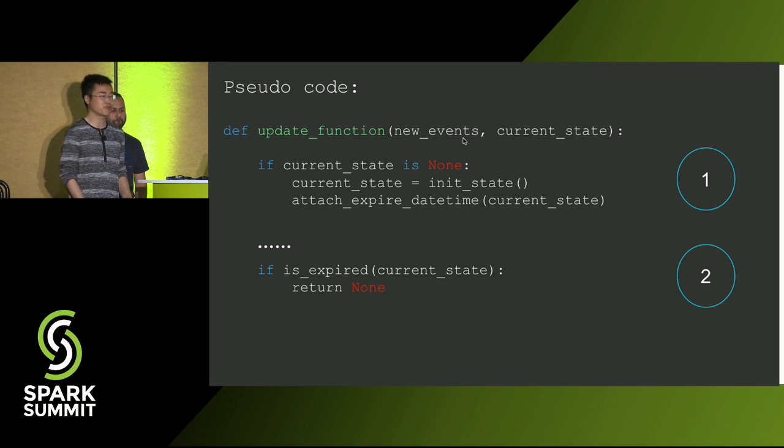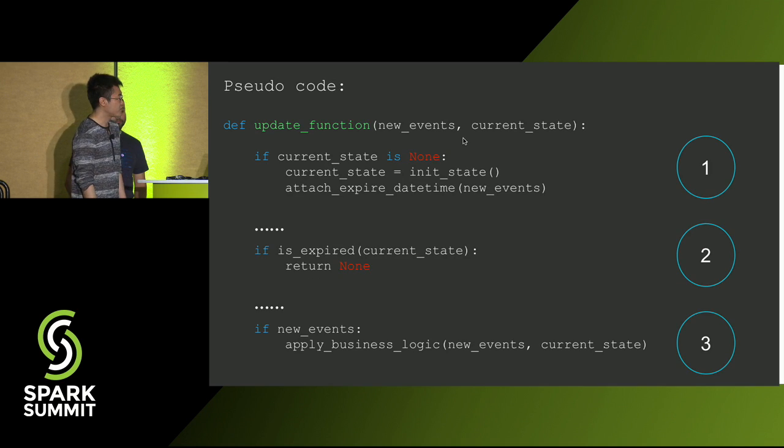If it's expired, you just return None. And return None here has some very special meaning. For that updateStateByKey API, returning None here means I don't want this anymore. So basically, when Spark detects that, okay, it's a None, it will remove that key-value pair, which will release all the memory resources.